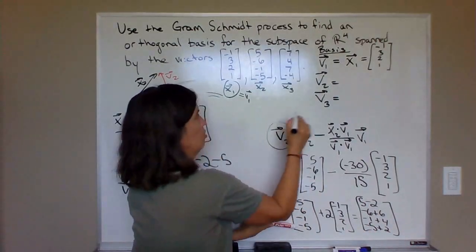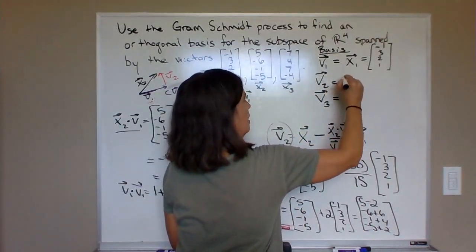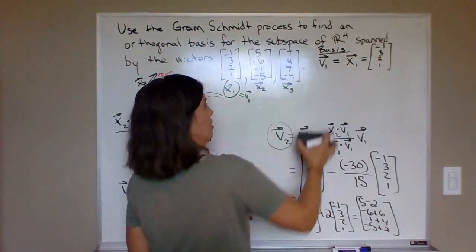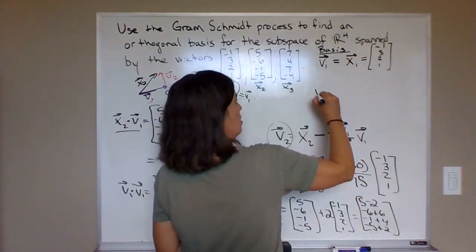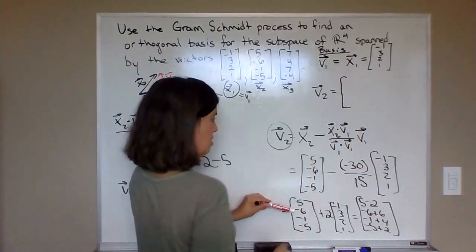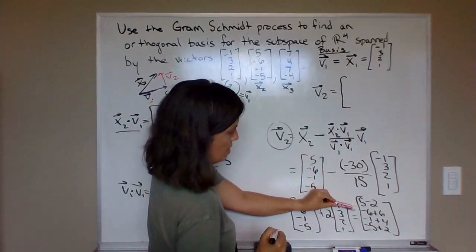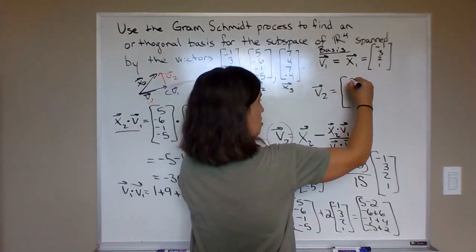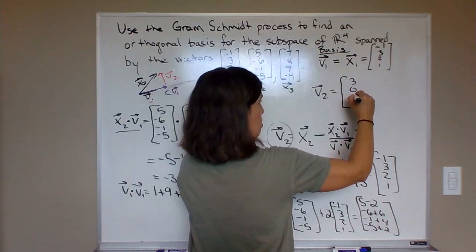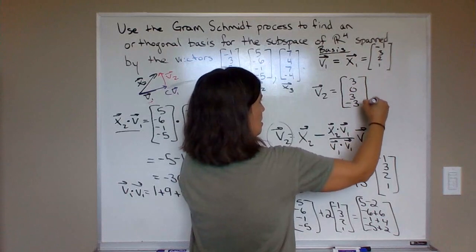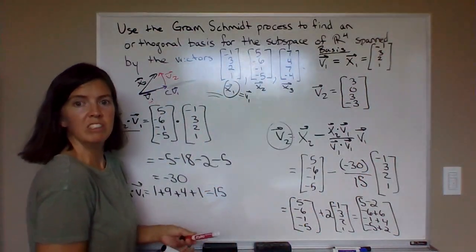So our vector 2, I'm going to record it right here. This is probably too crammed together here. Vector 2, our second basis vector is 3, 0, 3, -3, isn't it? 3, 0, 3, -3. All right, there's our second basis vector. Now we just need a third one.